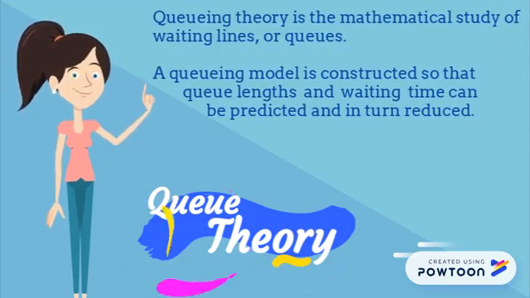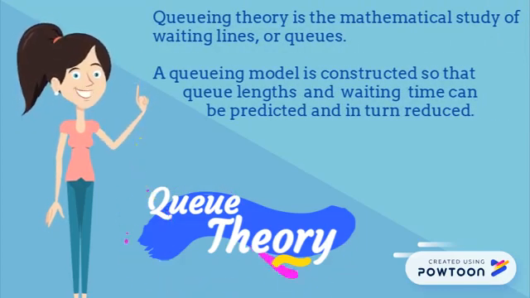Queuing theory is a mathematical study of waiting lines or queues. A queuing model is constructed so that queuing lengths and waiting time can be predicted and in turn reduced.